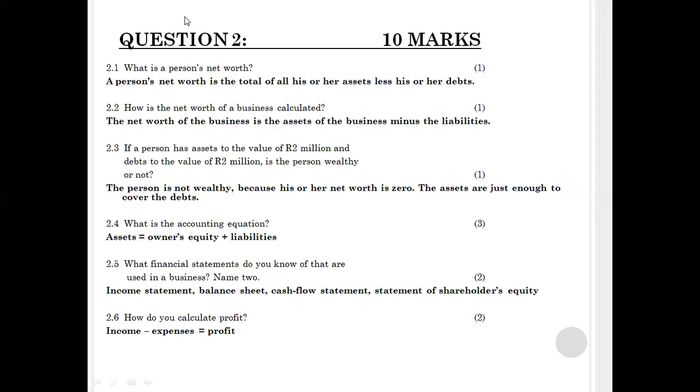2.4, what is the accounting equation for 3 marks? Assets equals owner's equity plus liabilities. Assets equals owner's equity plus liabilities. So if you have it like that, then you can give yourself the 3 marks there. If you're uncertain about that one, please rather ask.